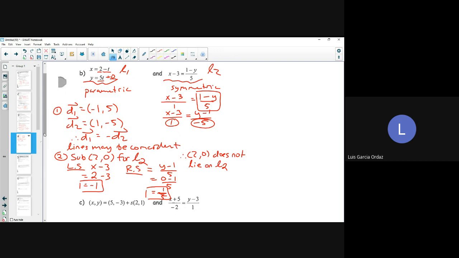So the point 2, 0 does not lie on line 2, which means line 1 and line 2, because they are scalar multiples of each other, are parallel and distinct. However, they are not coincident at all. They don't lie on the same line. Hopefully it's all coincident, right? If not, that's completely fine.